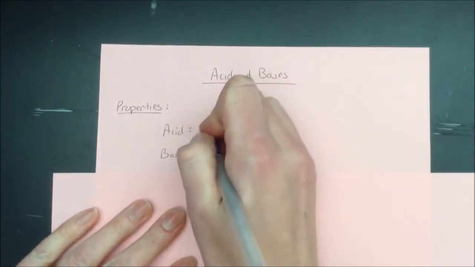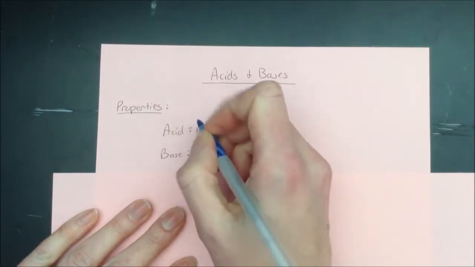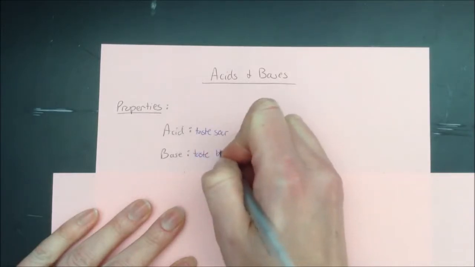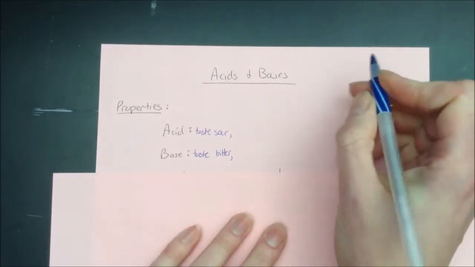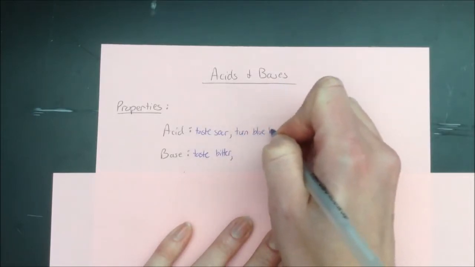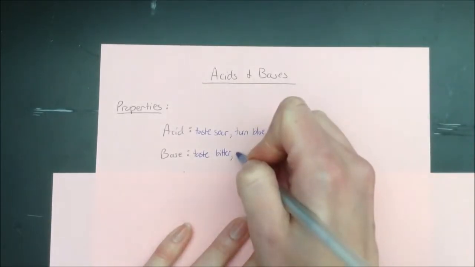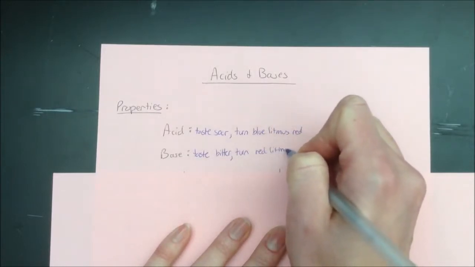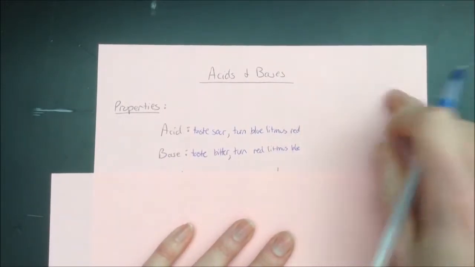Acids usually taste sour. In fact, the reason sour candy tastes sour is because they've covered it in an acid that makes it taste that way. Bases, on the opposite side, taste bitter instead, and sometimes people describe those as tasting metallic. Something that acids do is they turn blue litmus red. They don't turn red litmus any color. And bases on the other side turn red litmus blue. Blue for basic, if you can remember that, that might help you keep those two straight.